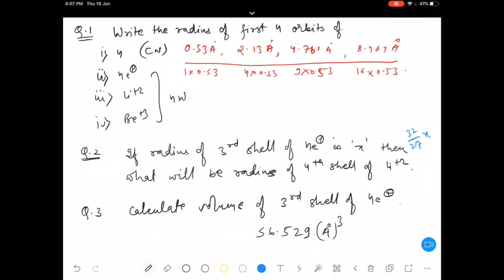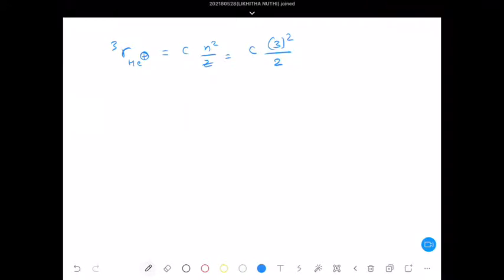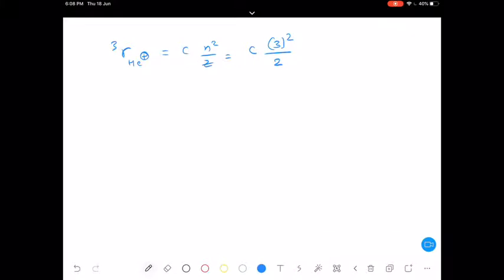See, first I'll tell you the general method of how to do that. If I'm writing the radius of the third shell of helium, I can write some constant into n square by Z, or I can write C. n square is what? Which shell the electron is in. Third shell. 3 square by Z, that is 2, the atomic number of helium. Correct? That we can write.